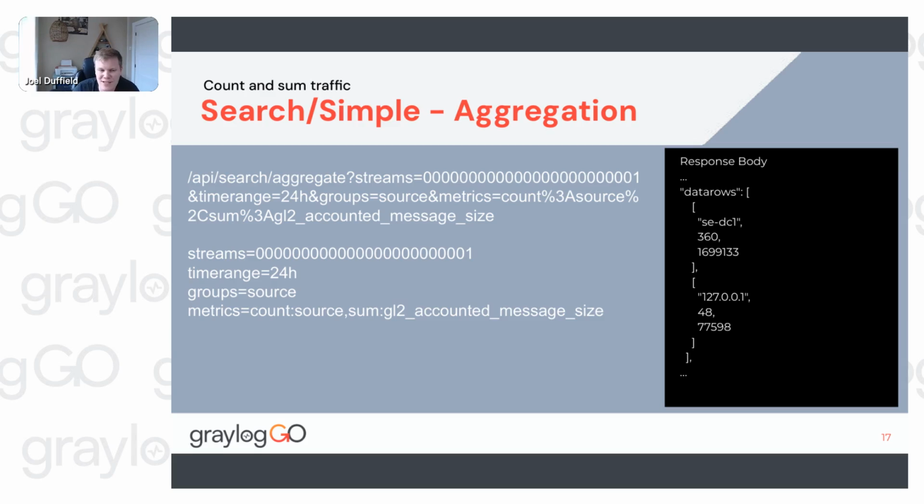This one we're looking at the last 24 hours grouped by the source. What were the number of messages we saw and the sum of the accounted size, right? And so we're going to get back, okay, here was the source, here was the number of messages, and here was the bytes of that message size. Again, something really simple that we can use to pull that information in for us.